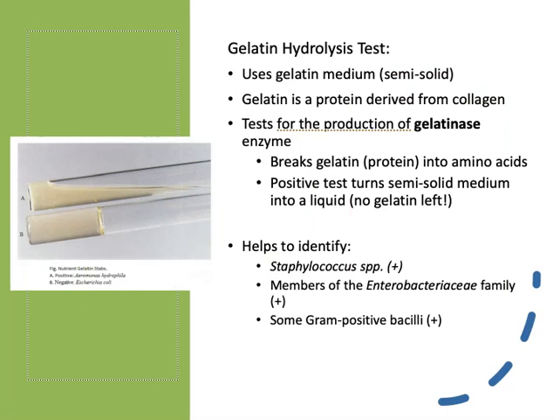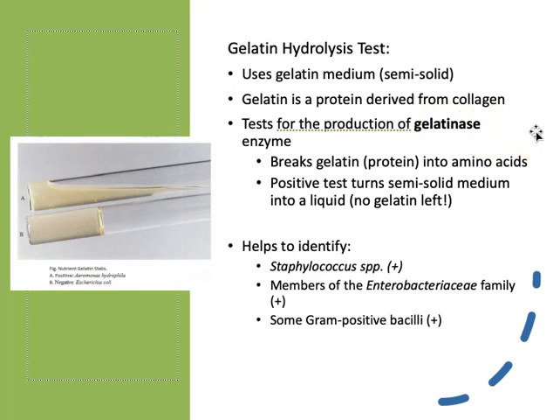The final test that we're going to discuss today is the gelatin hydrolysis test. This test uses gelatin medium, which has a semi-solid to solid consistency, just like agar. Gelatin is just a protein, and it's derived from collagen from animal tissues. The gelatin hydrolysis test is going to test to see if a bacterium produces an enzyme called gelatinase.